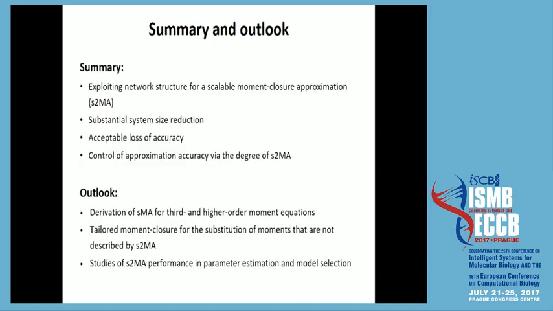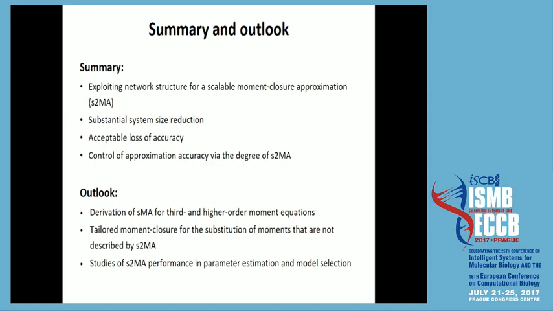Yes, with that, I would like to come to my summary and outlook. So to sum up, I showed you how we can exploit the network structure and obtain a moment closure approximation that is suitable for large-scale biochemical reaction networks. And we saw that with that, we can gain substantial system size reduction, and in most cases, already with the first degree, we get a good approximation quality. But if that's not satisfactory, then we can control the approximation quality by the degree of the approximation method. Now, this work can be, of course, extended further.